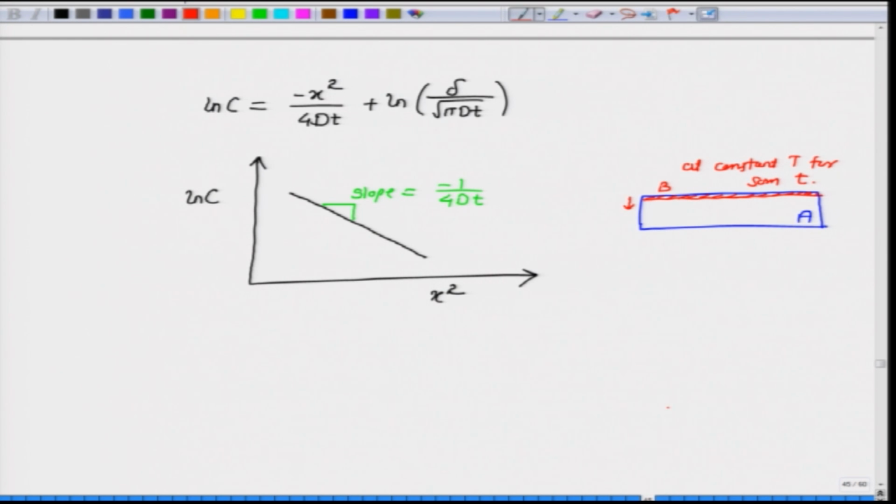Then after the diffusion experiment stops, I can plot the concentration as a function of x. I can measure concentration as a function of x, and then if I plot ln c versus x square, I should get a straight line. Again, this is an impurity coefficient. That means the impurity coefficient of B in pure A is the diffusion coefficient for extremely dilute solution of B in A.